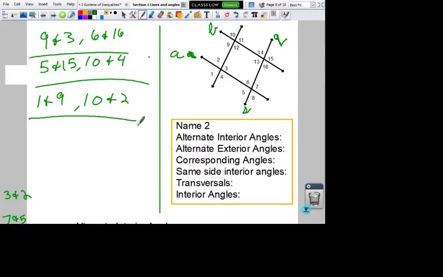Give me a pair of same side interior angles, Mick. 3 and 6. Yep. Trista, give me another pair of same side interior. 16 and 7. Yep.